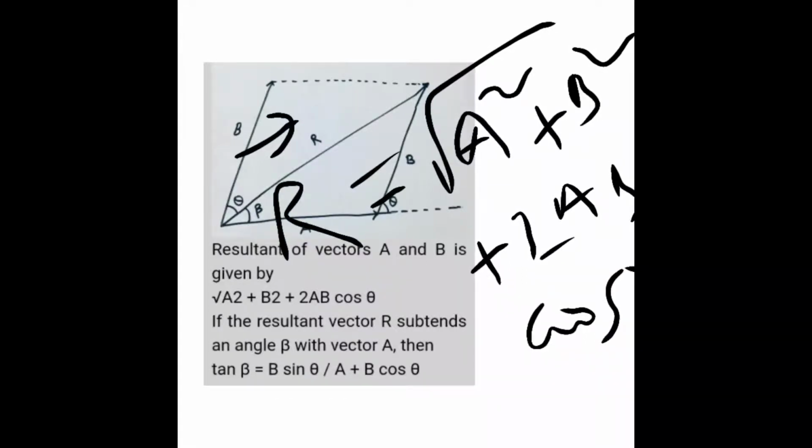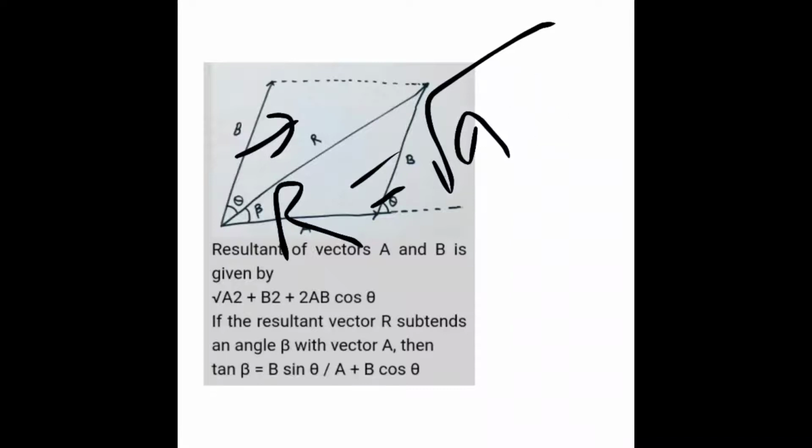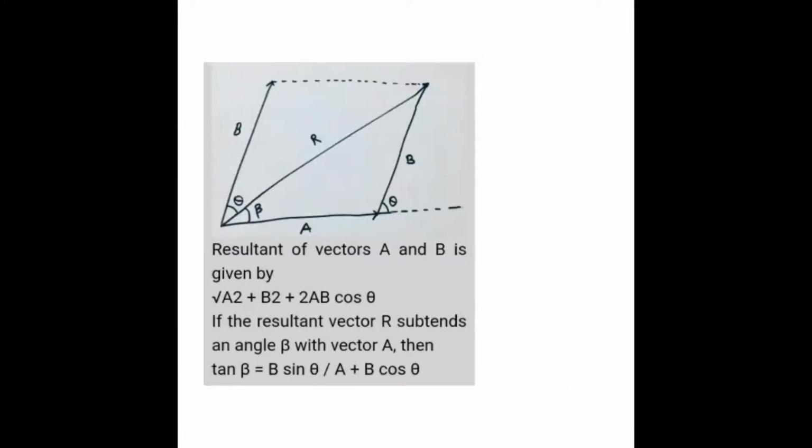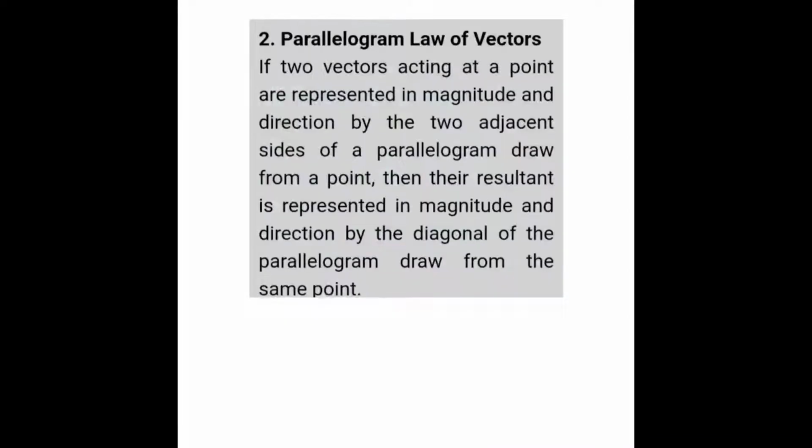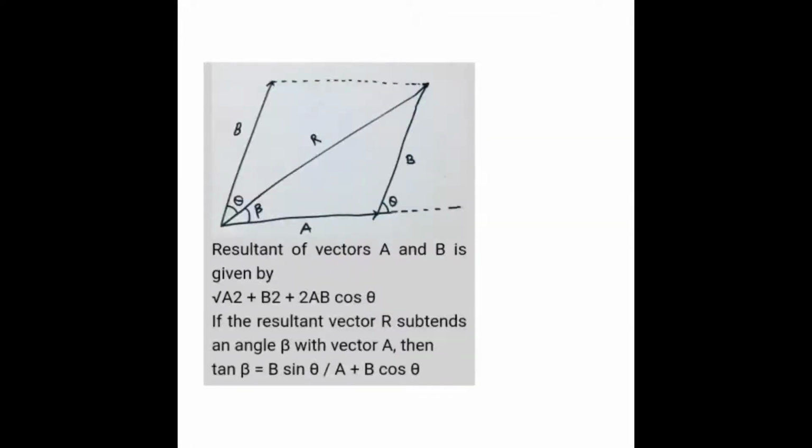Now in some books you will find that it is written in terms of P square plus Q square, that is P vector and Q vector. So more or less it is the same here, just A and B is replaced by P and Q. Okay, so you need to remember the definition of this parallelogram law of vector, and from whichever textbook you are following, you should see its derivation. Okay, derivation is also important, and you will see it's not so tough.